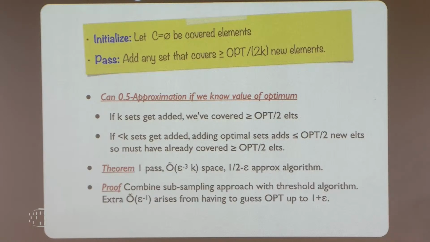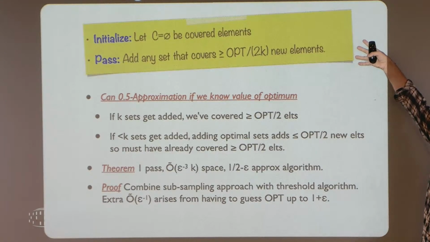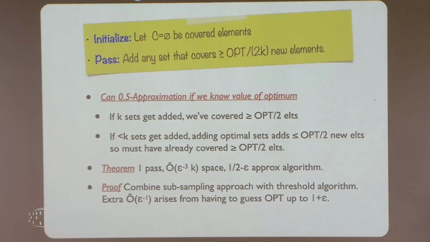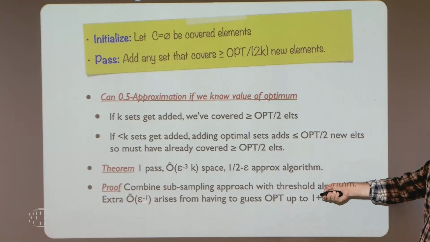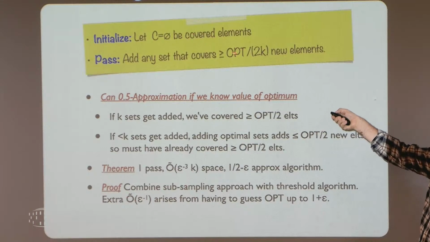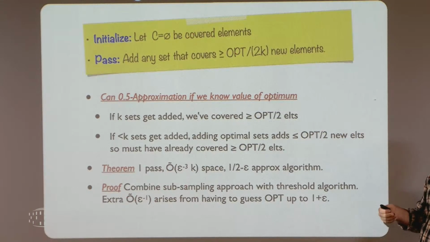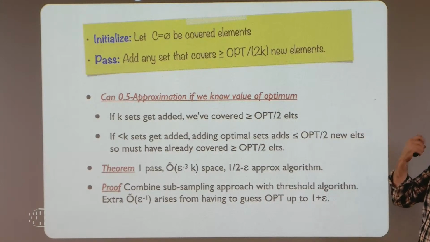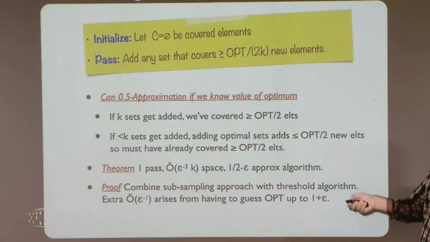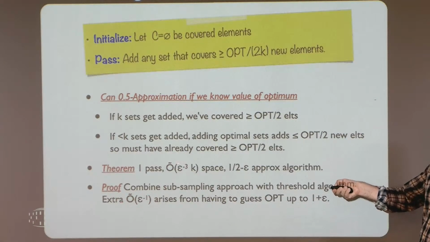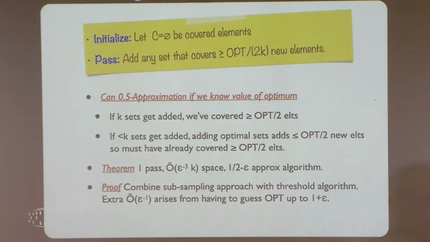So this yields a one-pass 1 over epsilon cubed k space algorithm that gives a half minus epsilon approximation. And it really is just a matter of combining this with the universe subsampling technique. You end up with an extra 1 over epsilon because you need to guess opt in powers of 1 plus epsilon in this case. In most cases when you have to guess opt, you can afford to guess opt in powers of 2. For this, you need to guess it up to factors of 1 plus epsilon. In preparing these slides, I actually think this can probably be reduced to 1 over epsilon squared, but I need to check the details. Okay, so that's a one-pass algorithm.